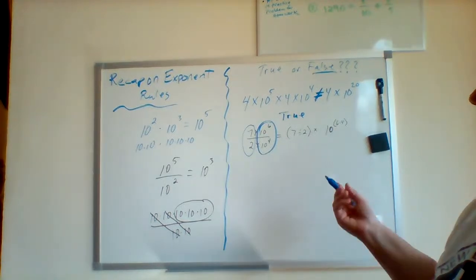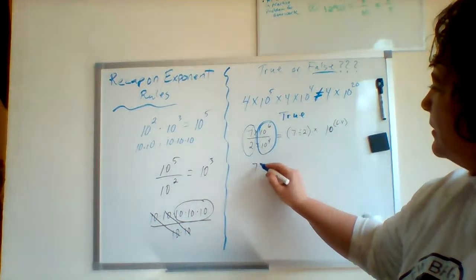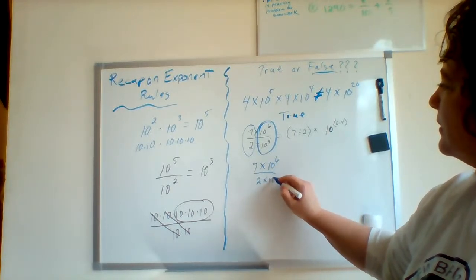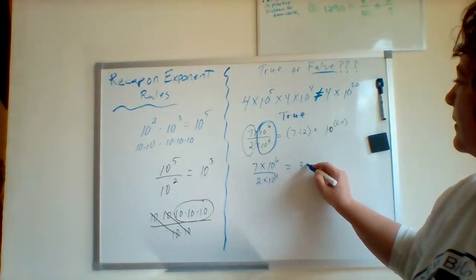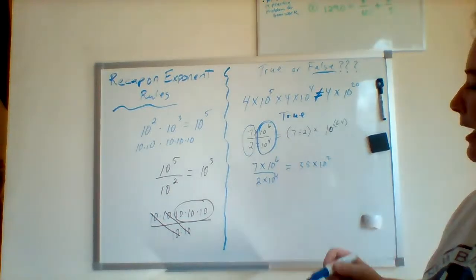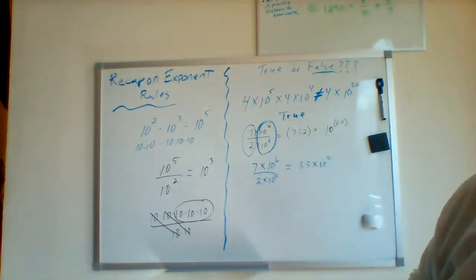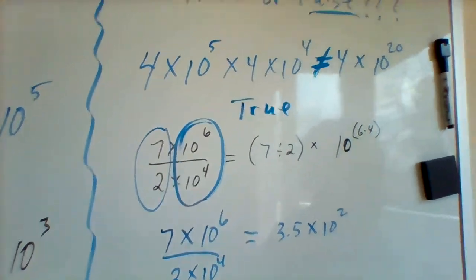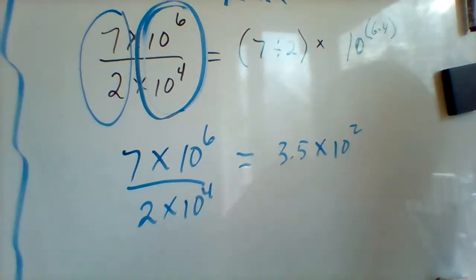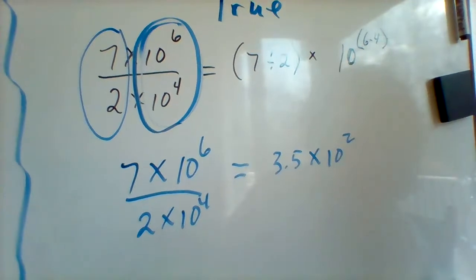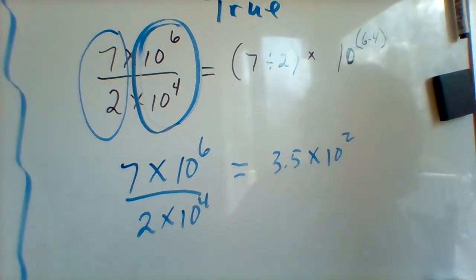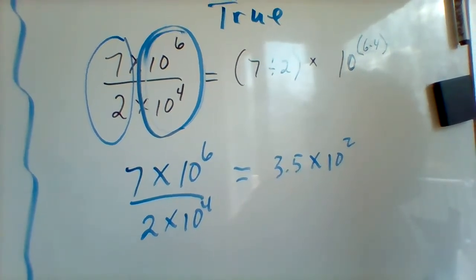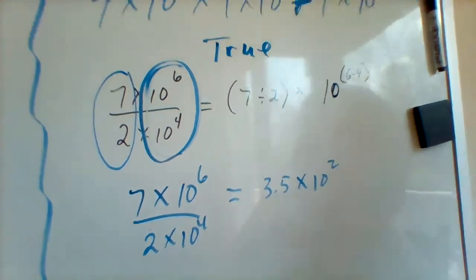I wonder if it was written like this. If you guys would have liked that better, how about this? How about that? True or false? Is 7 divided by 2 3.5? Is 10 to the 6th power divided by 10 to the 4th 10 squared? True or false?